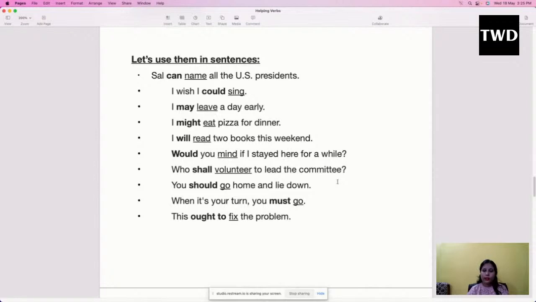This ought to fix the problem. This thing might fix the problem. It might fix, it might not fix. So these are the differences between modal verbs. So much difference is there.